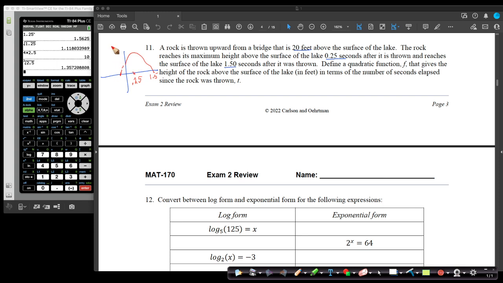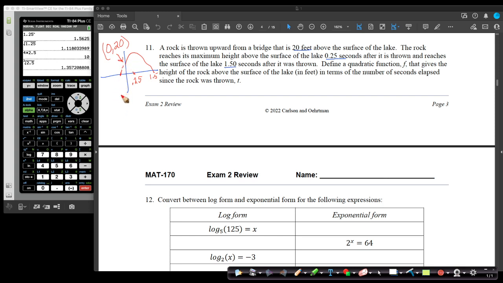We know that when x is 0, time of 0, the rock is 20 feet in the air because it's on the bridge. Now, you might argue, if a 6-foot person is throwing, then isn't it really 26 feet? I'm 5'10", so it's a little bit above 20 feet, but we'll just use it. That's what they gave us. They didn't tell us the height of the person, which would make it a little more realistic and a little more complicated. But anyway, that's our y-intercept, (0, 20).